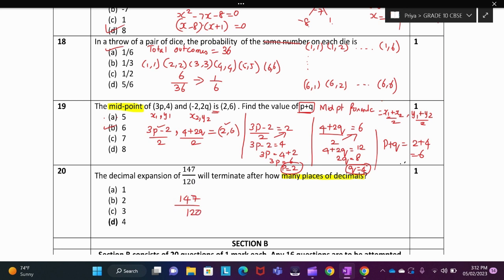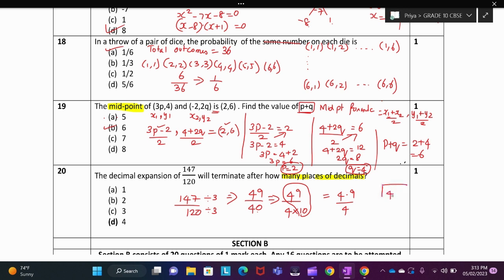I know the sum of the digits is divisible by 3. 7 plus 4 plus 1 is 12. So it is divisible by 3. So I'm reducing by 3, which gives 49 by 40. Now, this gives you 49 by 4 times 10. So if I divide by 10, this becomes 4.9 by 4.